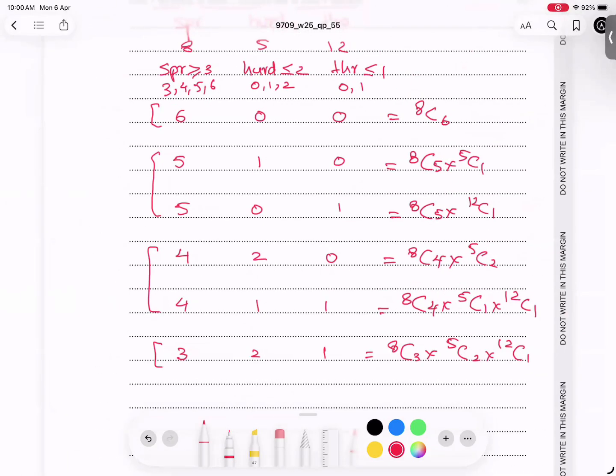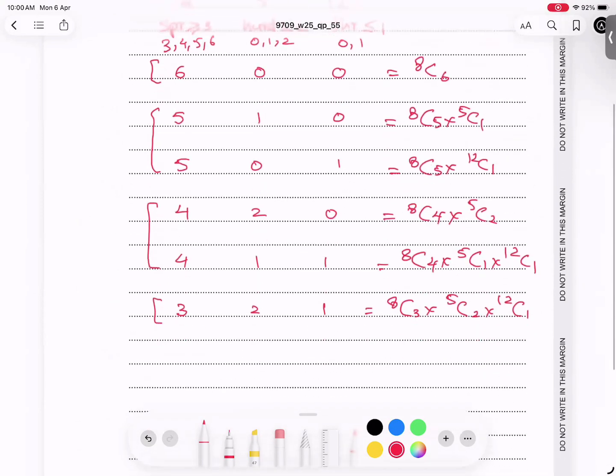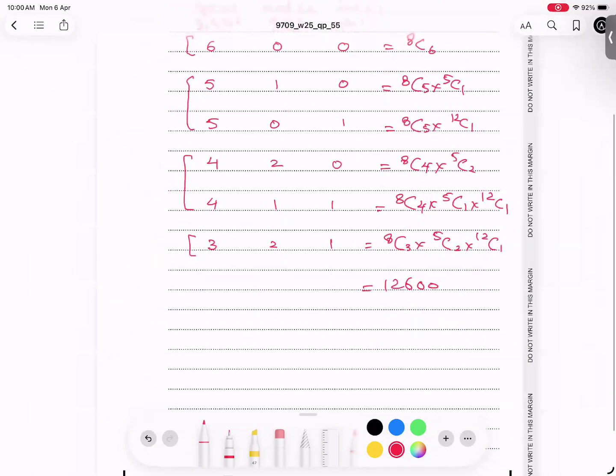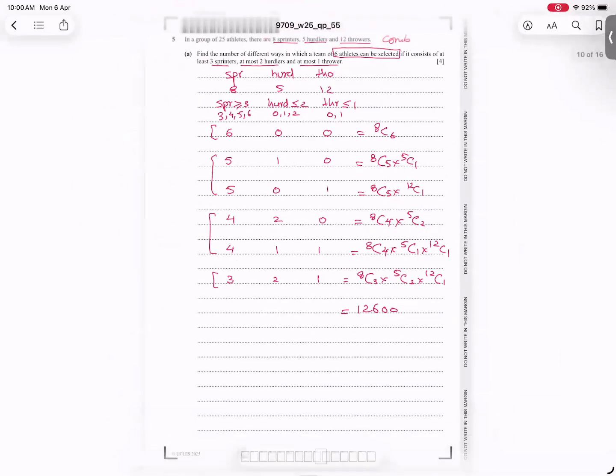Let me check what value I get when I type in the calculator. 8685. Okay. All right. So the answer turns out to be finally 12600. So I hope the concept of the question is clear.